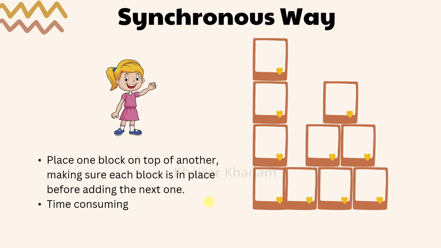So in JavaScript, this is called the synchronous way. One by one our code will be executed. It cannot jump to the last line before executing the previous line. So this is called the synchronous way.